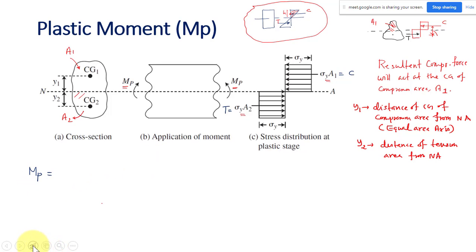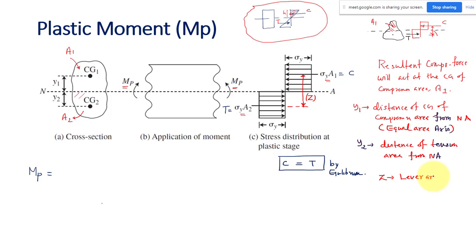So now how will you find the plastic moment of resistance? I have a compressive force and a tensile force, and by equilibrium the compressive force and tensile force are equal. C is equal to T. Let us say this is my resultant force acting at the CG of your compression area, and I can find the distance between the point of action of the compressive force and the point of action of the tensile force. This distance I will call Z.